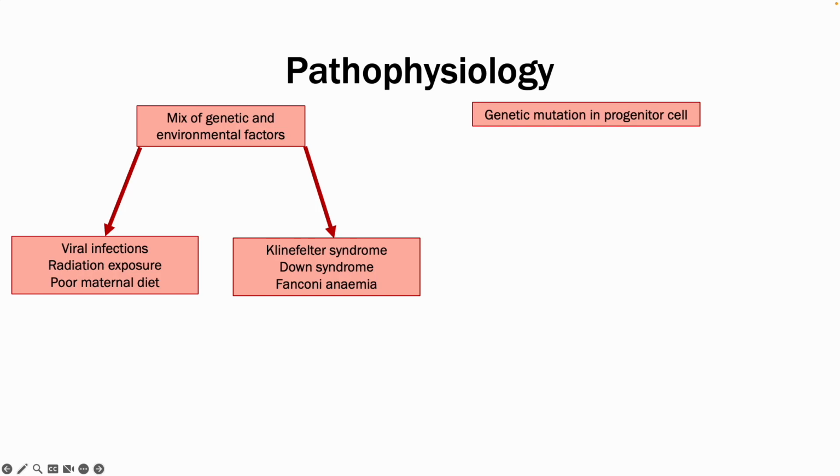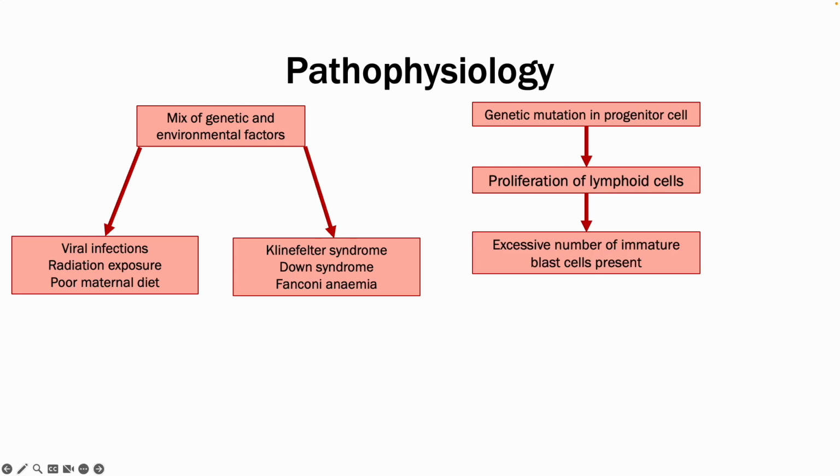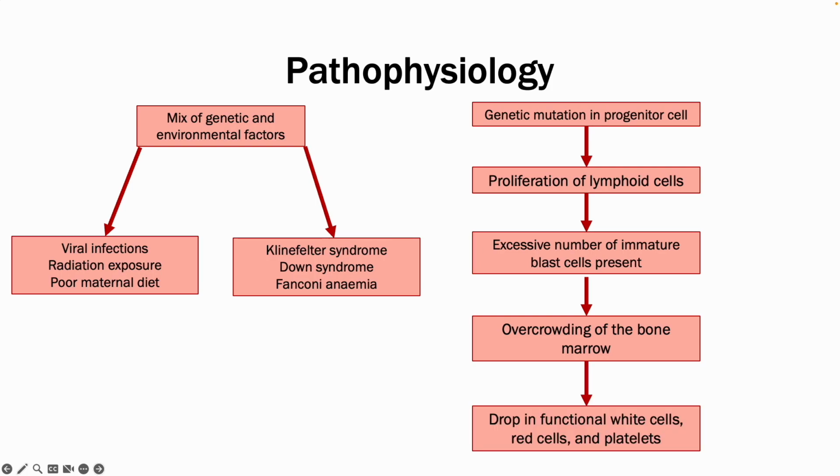What happens is there is a genetic mutation in the progenitor cell. This results in a proliferation of lymphoid cells, and that proliferation is uncontrolled and cannot be halted using the normal cellular mechanisms. There is, as a result, an excessive number of immature blast cells present, and this results in overcrowding of the bone marrow, which then causes a drop in function of the white blood cells, red cells, and platelets, as there is less space and less energy to produce all the other cells, as well as functioning white blood cells.